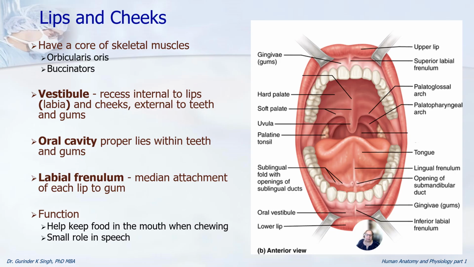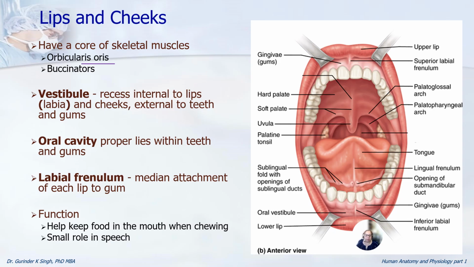All right, so the lips and the cheeks, let's talk a little bit about this. They are made up of skeletal muscles. The lips have a muscle, the orbicularis oris, which you have learned about in your anatomy and physiology part 1. The fascicles run in a circular fashion, so it can help to close your mouth.